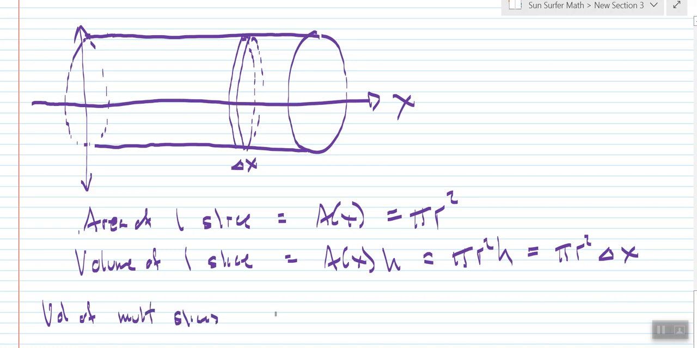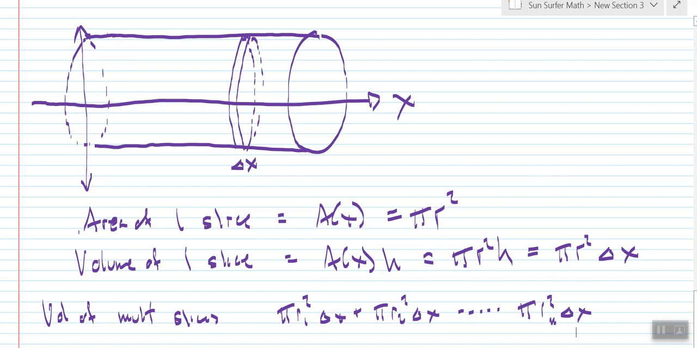Well, the volume of multiple slices is simply going to be pi r sub 1 squared delta x plus pi r sub 2 squared delta x, and so on, up to pi r sub n squared delta x. In other words, we're going to take the radius of all of these slices, square them, and multiply them by the thickness.